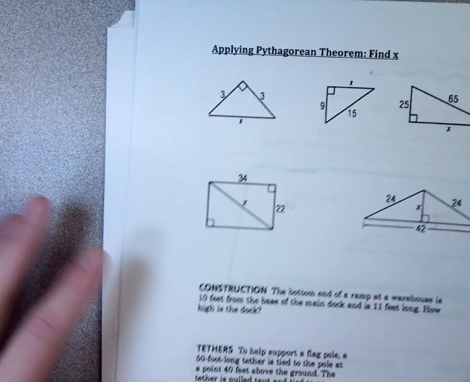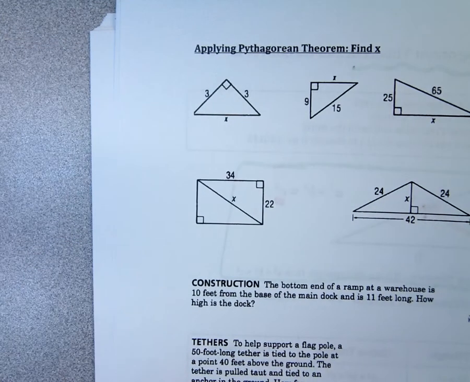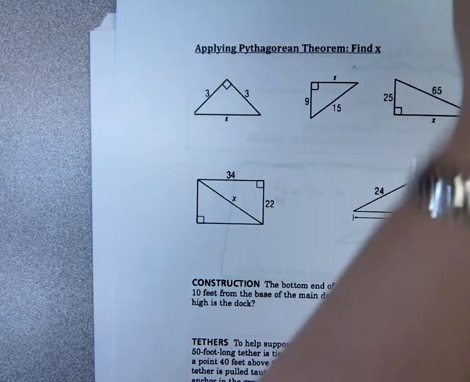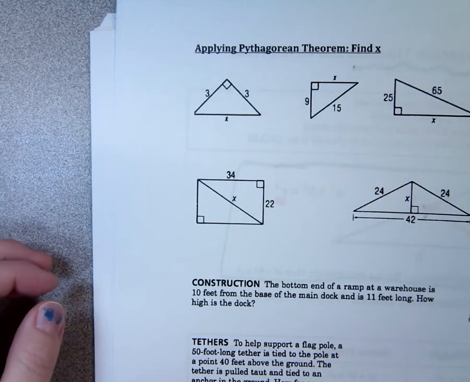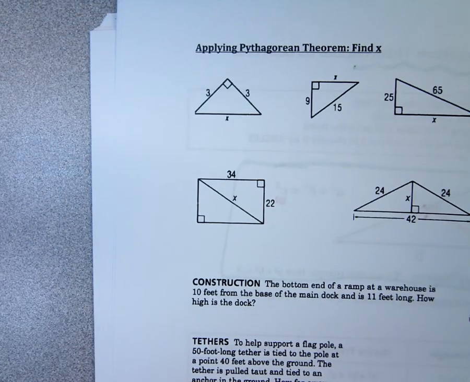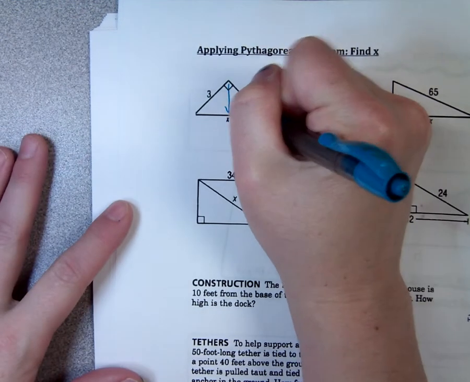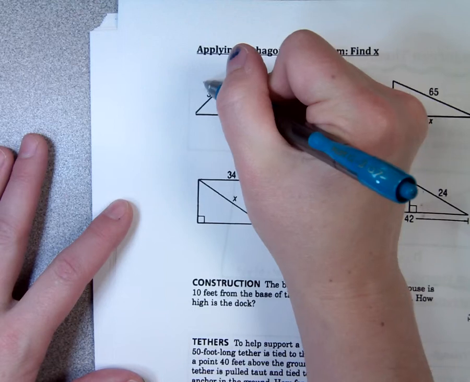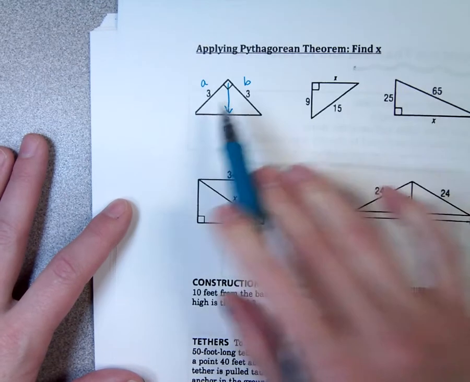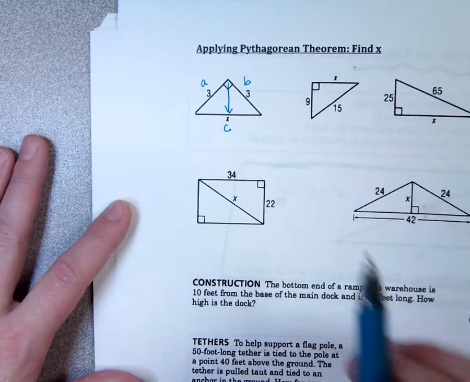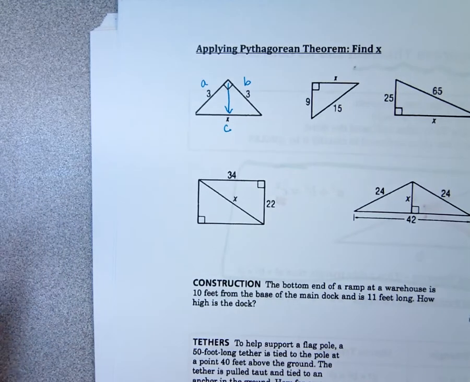Okay, so let's try some of those. Flip the page to page 10. Looking at this picture here, first thing I want to do is identify the C. Which one's the C? X is the C. That's what's across from the right angle, so the X is the C. The other 2 numbers are the A and the B, and it doesn't matter which one's A and which one's B. So what would it look like? A squared plus B squared is C squared.